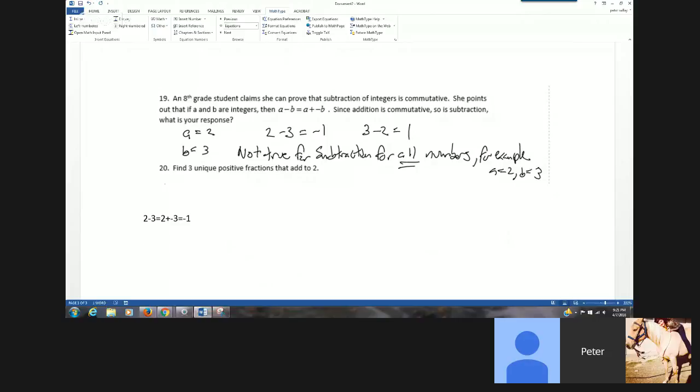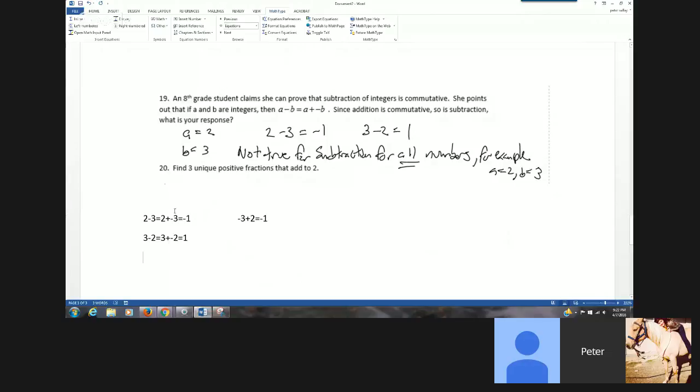But in order for it to be commutative, what the student is doing is they're saying, well, since 2 plus negative 3 is negative 1, then negative 3 plus 2, because addition's commutative, that also equals negative 1, so therefore that's evidence that I'm right. And that's not what commutative means. If it's truly commutative, then when I switch the order around, when I go 3 minus 2, that's the same as 3 plus negative 2, and I get a positive number.